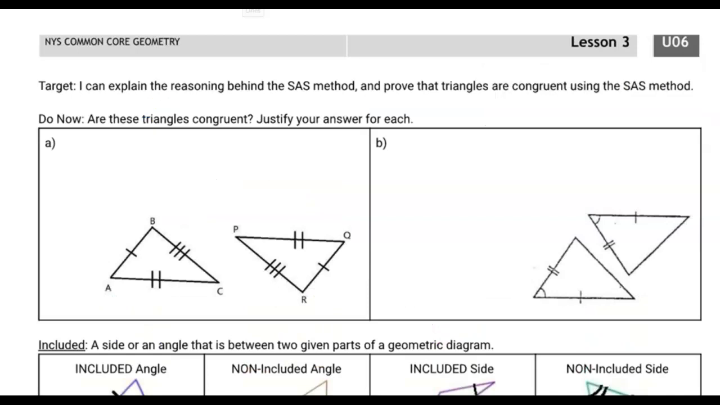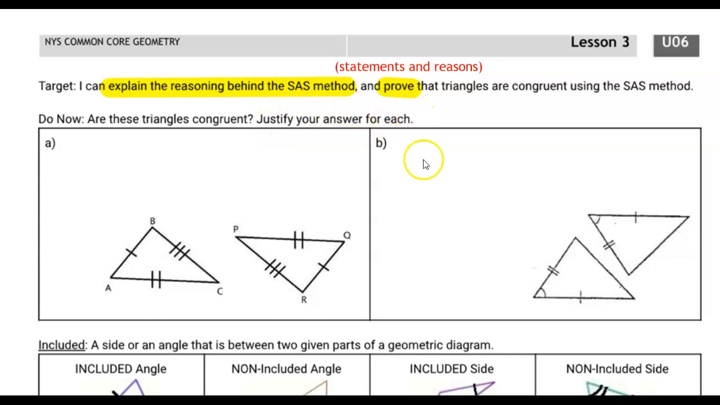Let's take a look at the learning target for today. Our learning target looks like this. We're going to be able to explain the reasoning behind the SAS method. Keep in mind that SAS does stand for side, angle, side, and prove that the triangles are congruent using the SAS method. So that prove does indicate that we are going to be doing proofs, statements and reasons, charts, and everything.